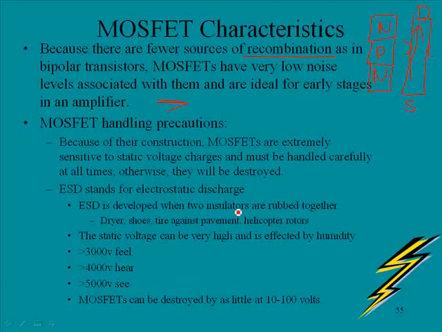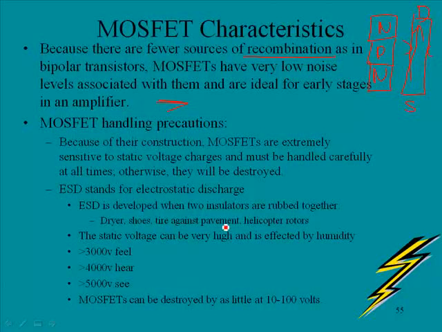ESD is developed when two insulators are rubbed together, and some examples that you might recognize is, for example, a clothes dryer. When you go to take dry clothes out of the dryer, you may have experienced the popping and you sense the electrostatic voltages as you're pulling the clothes out. Well, that's an example of ESD. Shoes: if you're walking along on a carpet and you're rubbing your feet on the carpet and then you go touch a doorknob, you might experience a little lightning bolt, and that would be another example of ESD.